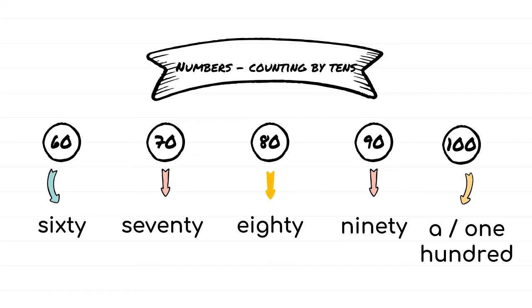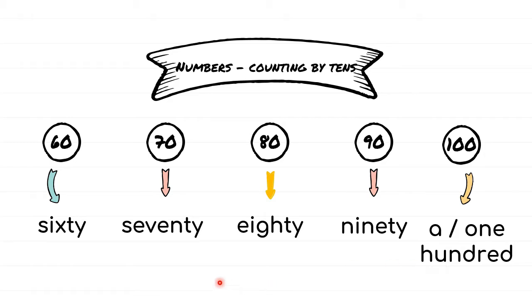Kita boleh pakai a ataupun one untuk 100. Let's say together. Jom sebut sama-sama. 60, 70, 80, 90, 100, or 100.